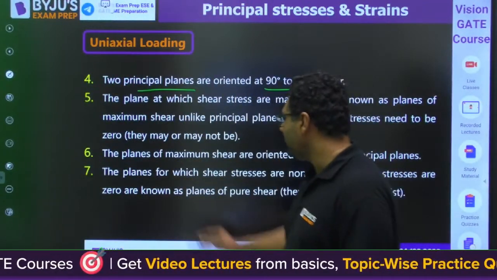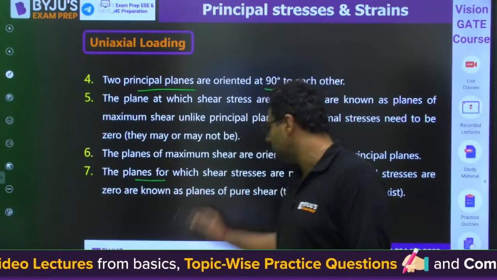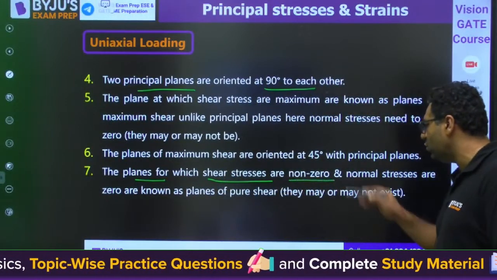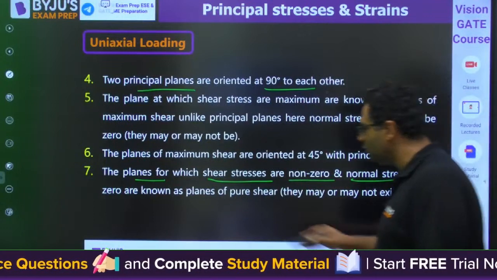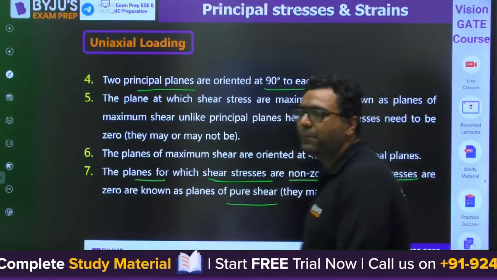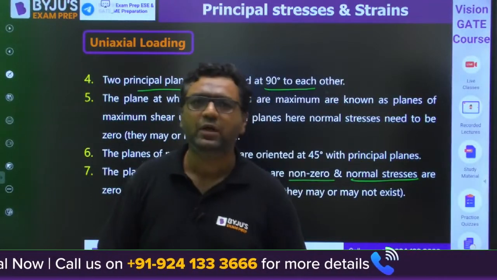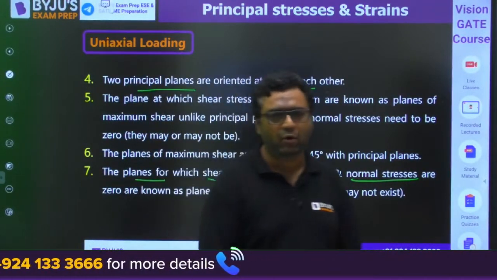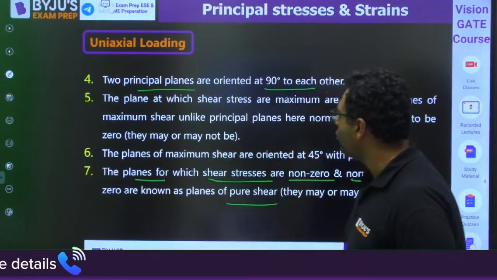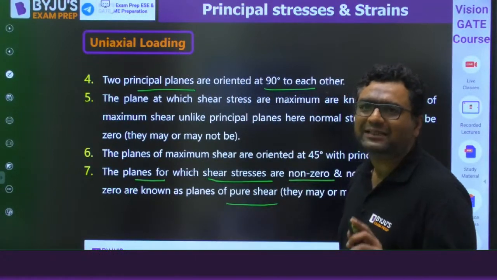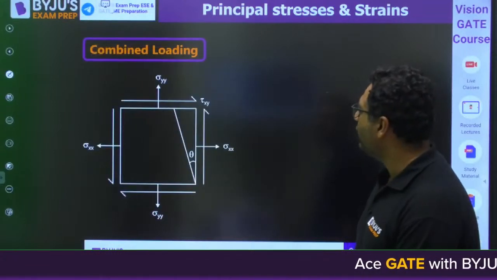Okay. So my dear, the plane for which shear stresses are non-zero and normal stresses are 0 is said to be a plane of pure shear. Planes of pure shear are a special kind of plane which do not always exist. So right now we will not be talking about those. Right now we are talking about only the principal plane and the plane of maximum shear. So we are moving further, guys.